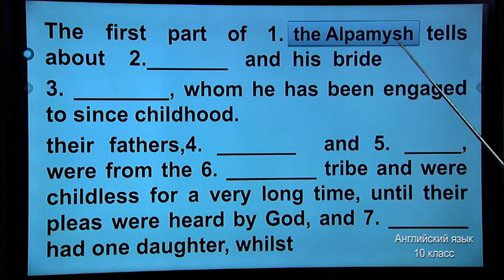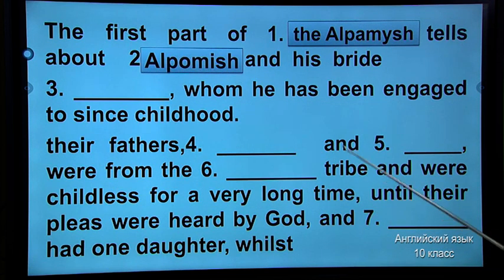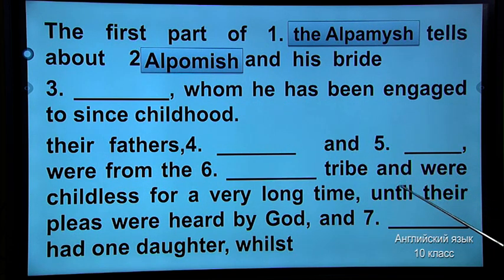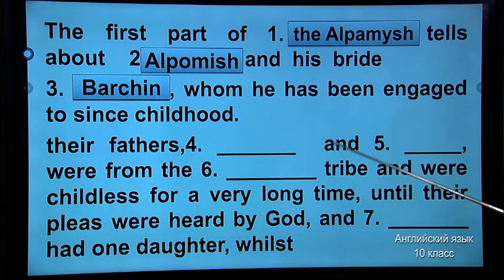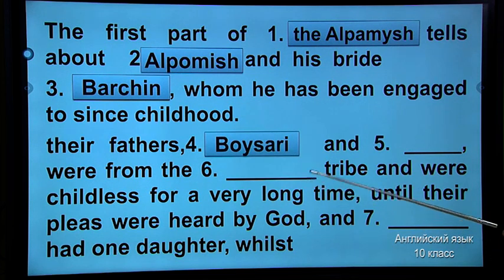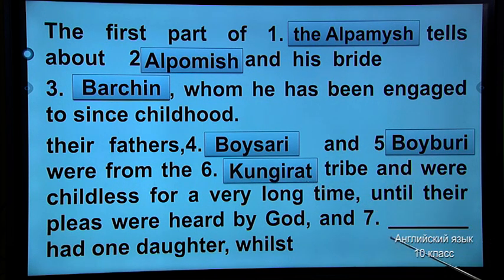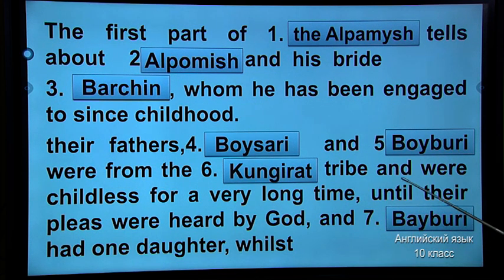Good job. It is the Alpamish, the name of the epic. What about second? Good. Alpamish. What about third? It is Barchin. Fourth? Good job. Boysara. What about fifth? Thank you. Baybora. And sixth. Kungurat. Seventh one. Thank you. It is Baybora.